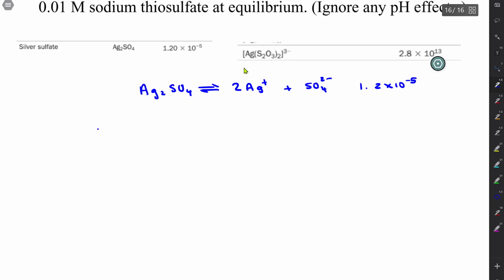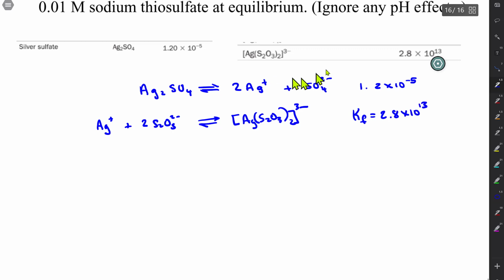So I get Ag plus, plus 2 S2O3 2 minuses, and that gives me the complex ion. And that has normally a Kf of 2.8 times 10 to the 13th.